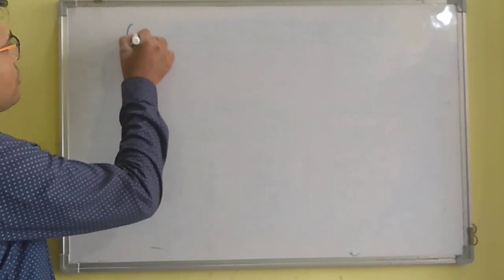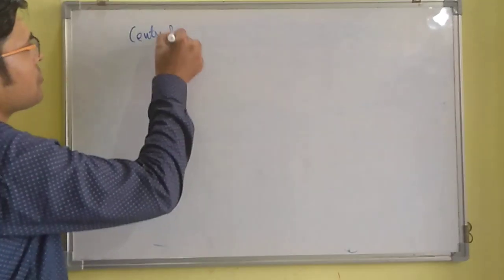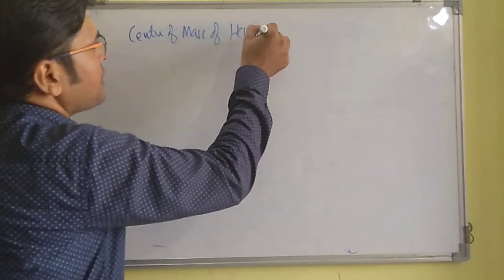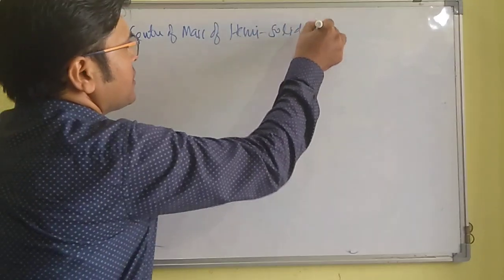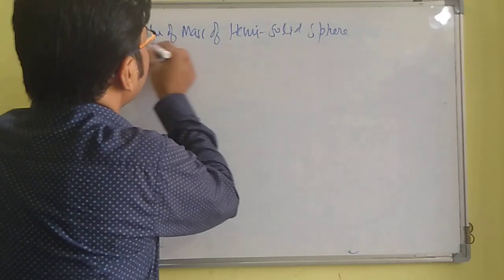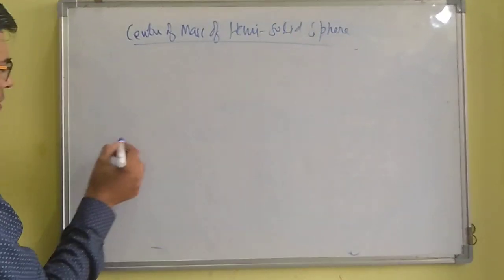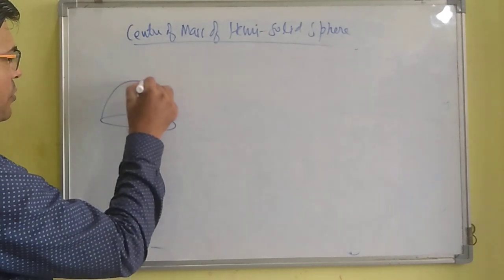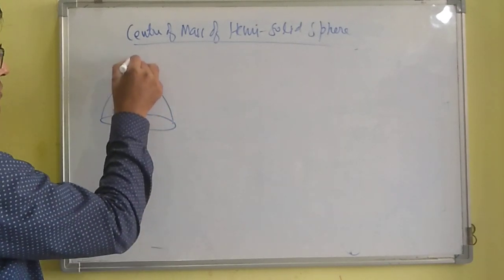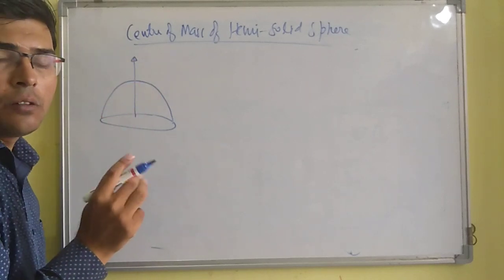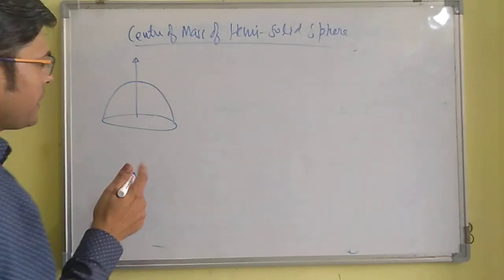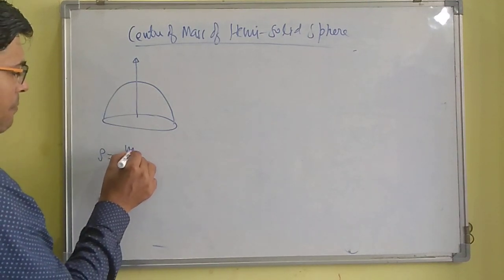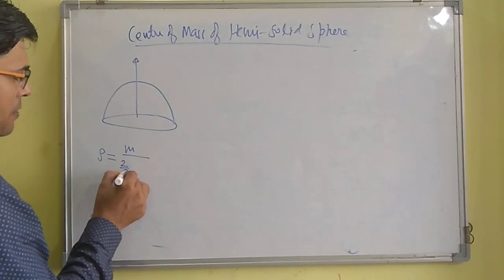So center of mass of hemi-solid sphere. Now, as in case of hemi-solid sphere, mass is distributed over the entire volume of the sphere. So we are going to take volume mass density. So first we define its volume mass density. So rho would be m by 2 by 3 pi r cube.